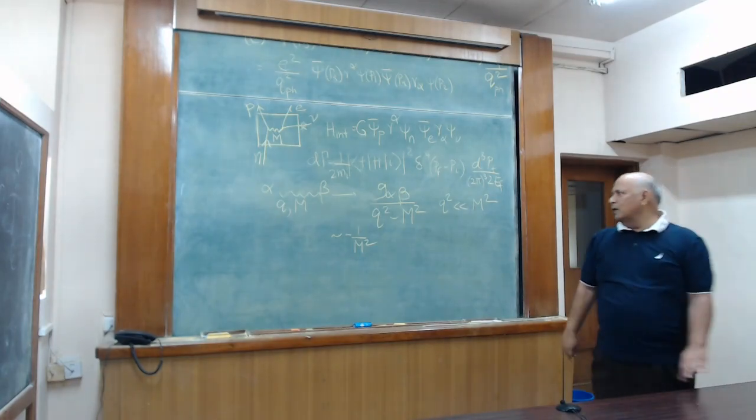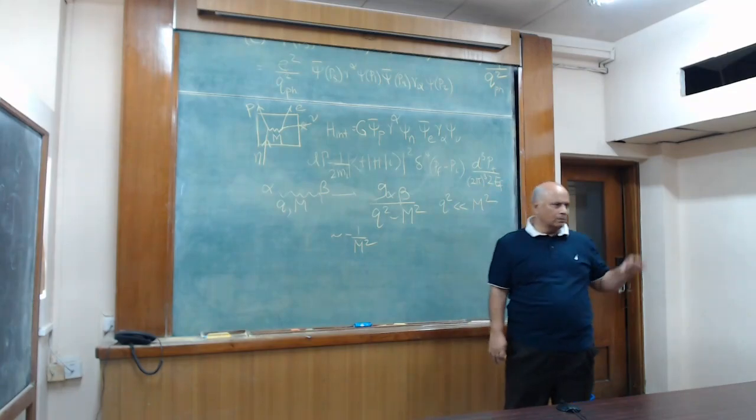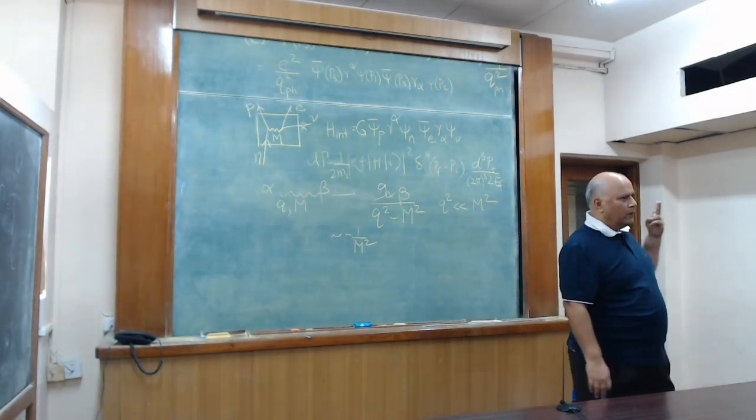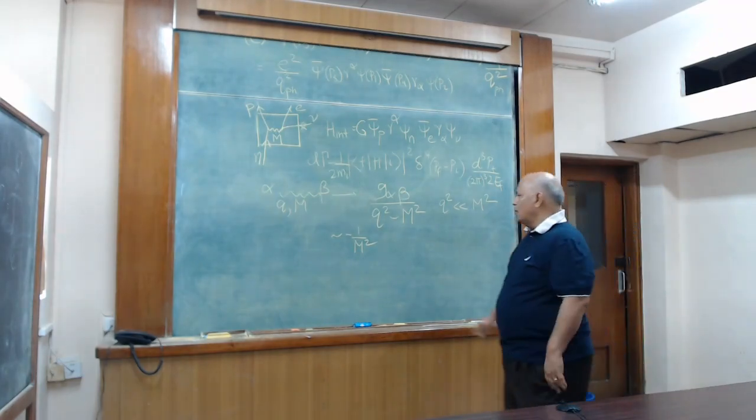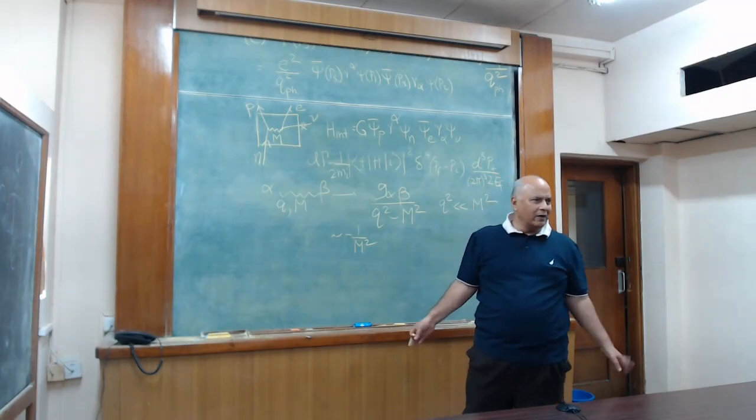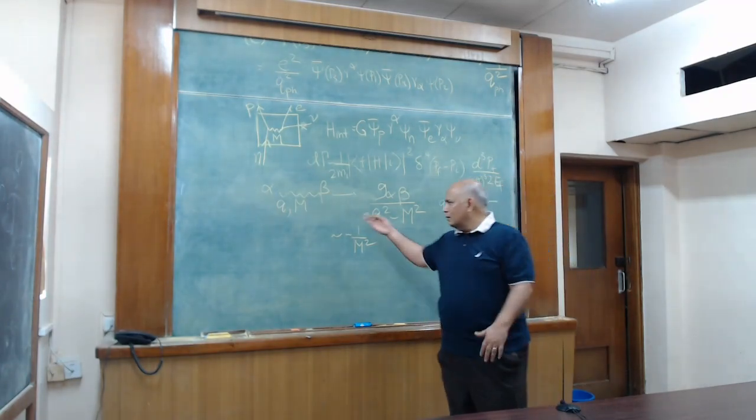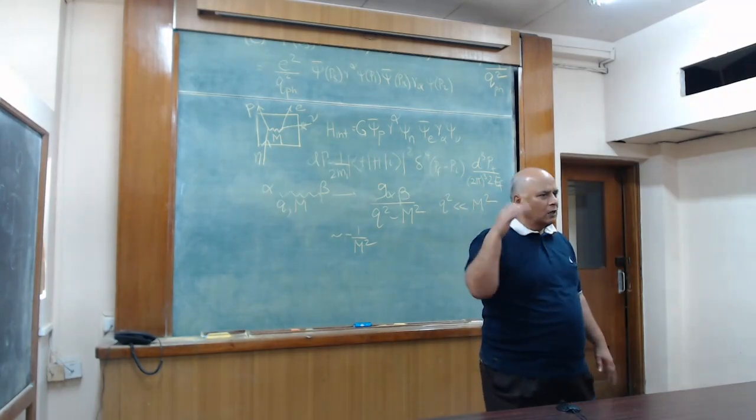So that was the argument made, but there are two severe problems. Problem number one, how does this mass come about? People didn't have any idea. And how to construct the quantum field theory of a charged vector particle.